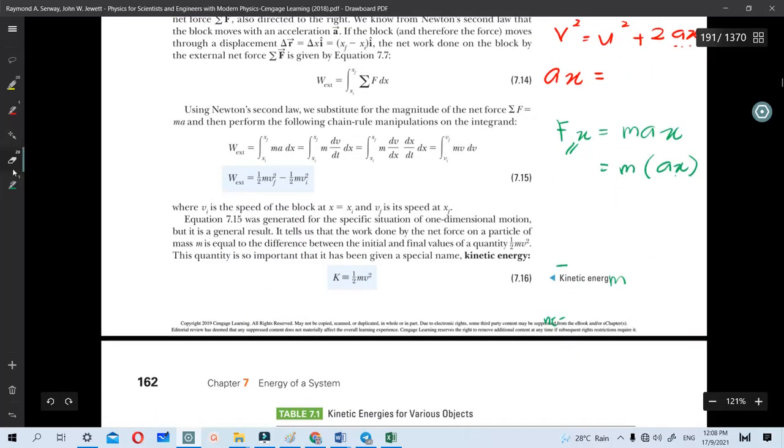Generally, you will find that work can be calculated by using this 7.15, that the change in the kinetic energy is equivalent to the work external. Now, you may be a bit confused here in terms of the external. Don't worry so much. The external is actually referring to the force applied. So this is the change in the kinetic energy, usually referring to the applied forces. Okay.